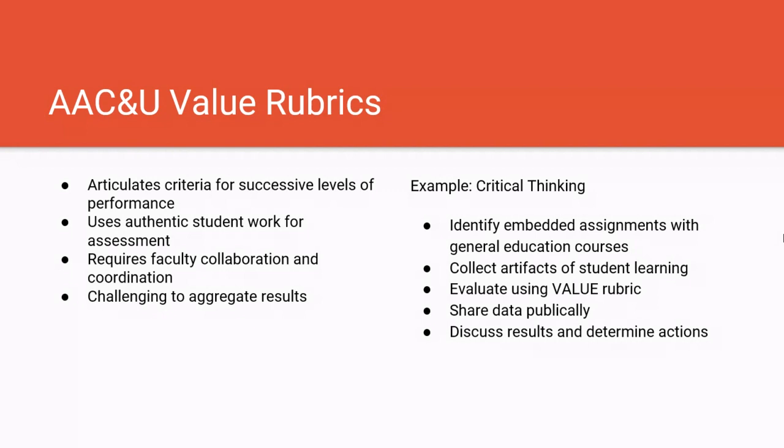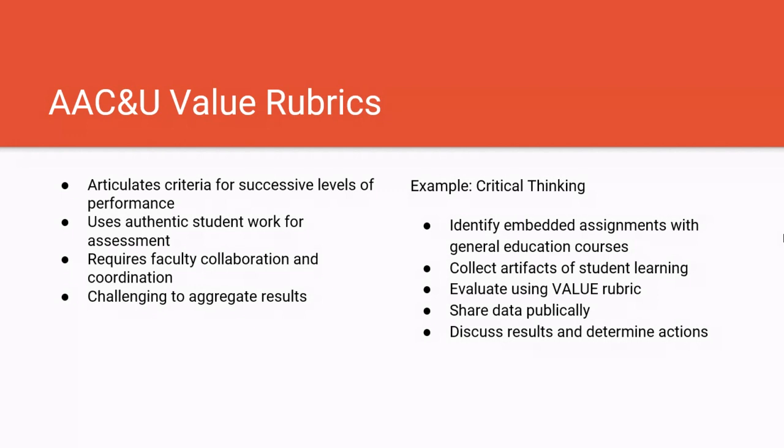So I wanted to give you a very tangible example of what this would look like as we roll out our general education outcomes assessment for critical thinking, right? The process would look like this: the assessment committee, as the steering committee, would work with faculty to identify embedded assignments within the general education courses. That is really going to be helped and aided by the mapping that we're doing this semester, where we are linking our outcomes together from the course, program, and gen ed outcome levels. So we will be identifying assignments within general education courses. We'll be collecting artifacts of student learning from those courses that are asking students to think critically.